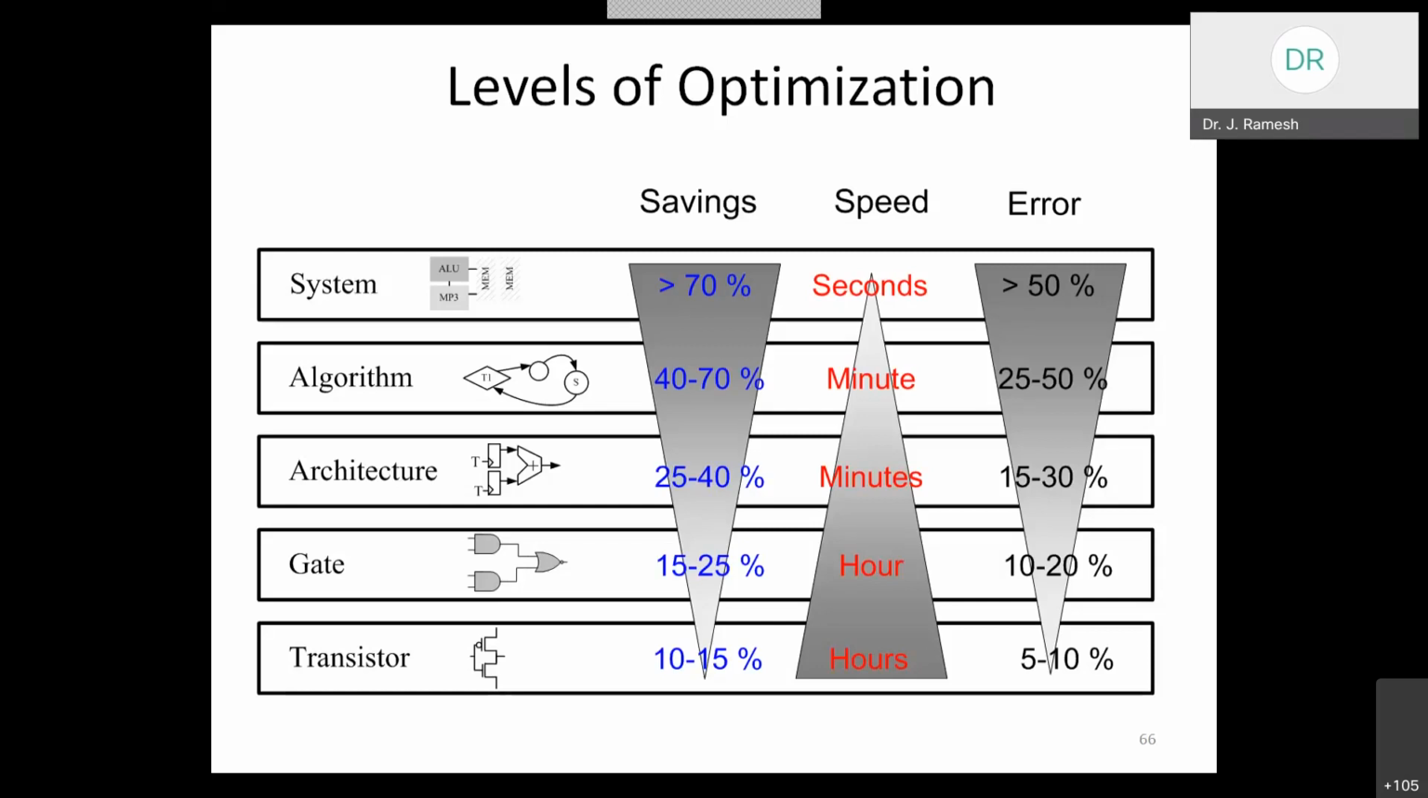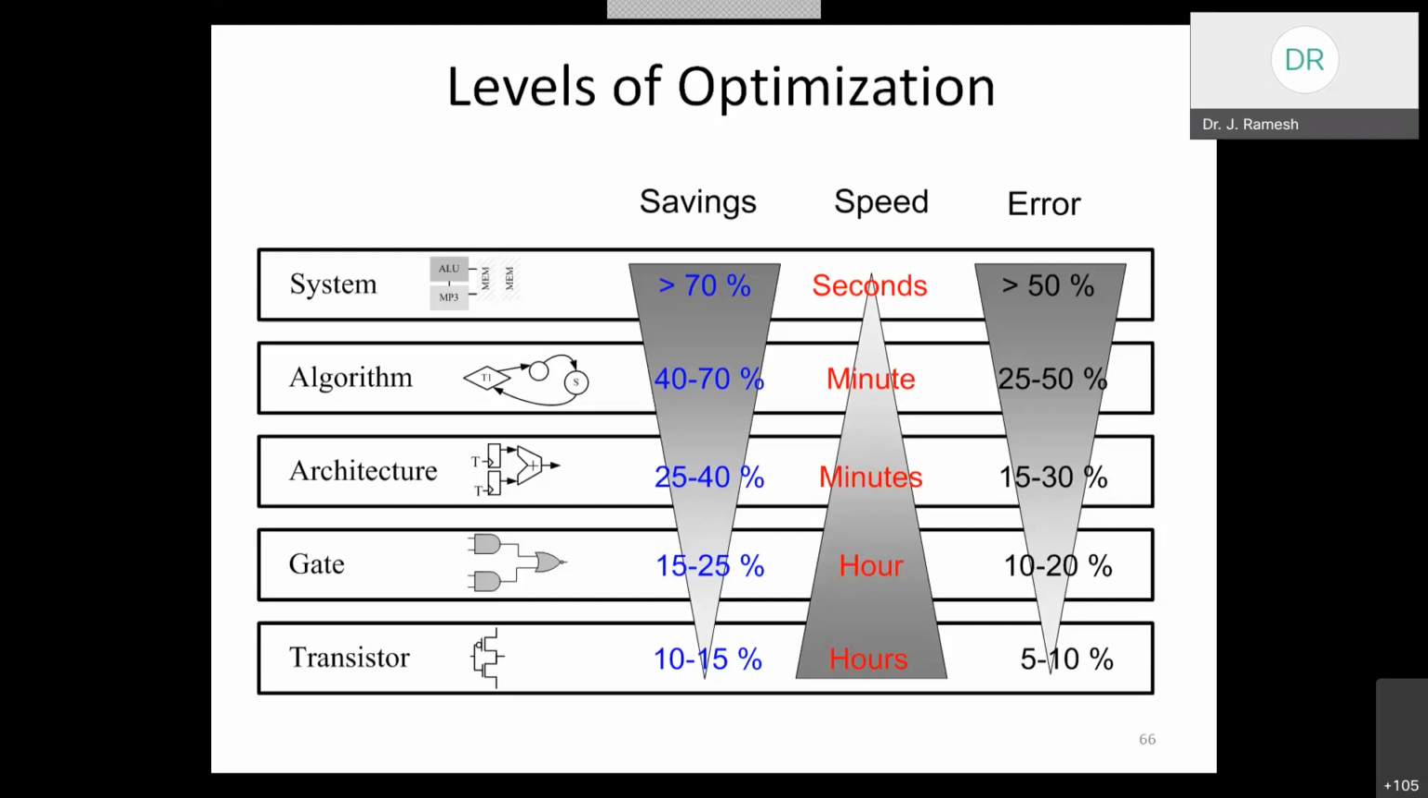And at what speed can we perform the optimization techniques? The system level is the superficial level, at which we can perform the optimization in terms of seconds. Again, at the algorithmic and architectural levels we can perform the optimization in minutes, and at the gate level and transistor level it consumes more time. It will take hours to perform the optimization because there is a lower level of abstraction.